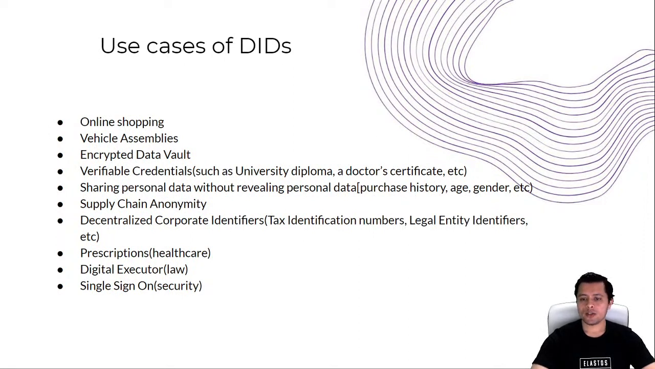Vehicle assemblies. When it comes to vehicle assemblies, I'm talking about the different parts in manufacturing a vehicle. As you can see, there are lots and lots of different parts when manufacturing something like a car, and each one of those components has to be verified as having gone through security audits. They have to pass certain compliance checks, and it's a waste of time for the car manufacturers to go back and forth just to verify that all of these components are actually legitimate.